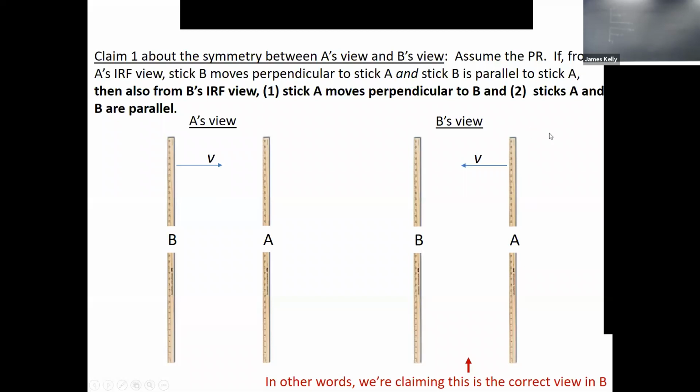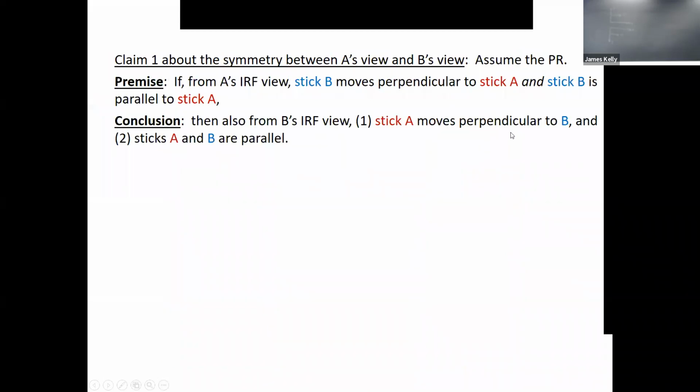It wouldn't be true, despite the fact that A's point of view looks like this, what we're trying to claim here, if either from B's point of view A's stick appeared slanted, or A's stick were not moving exactly perpendicular to B. In other words, A's stick were moving up at an angle. We're going to try to show that neither of those can be true. They would violate the principle of relativity. Again, I know it's not the most exciting sounding result, but that's where we're headed.